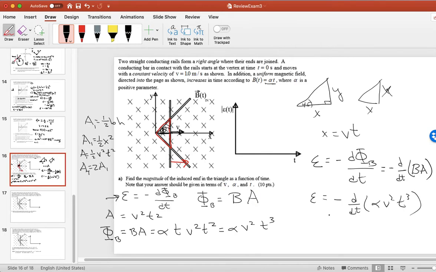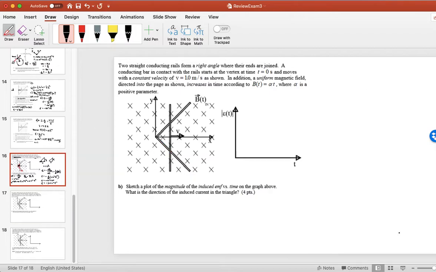And the other thing to know here is I have a constant velocity. So that's great. I don't have to worry about the velocity changing with time. So then E is going to equal, I'm going to pull out my constants, alpha v squared, and I'm just taking the derivative of t cubed. So that gives me 3t squared. So the derivative of t cubed is just 3t squared. So the induced EMF is negative 3 alpha v squared t squared. So move on to the next one.